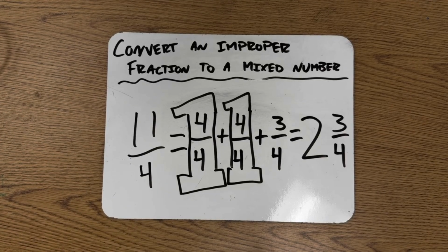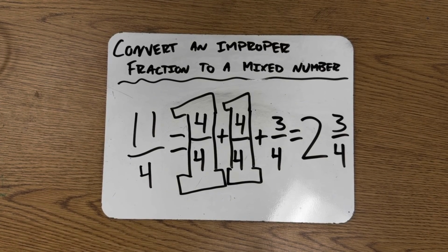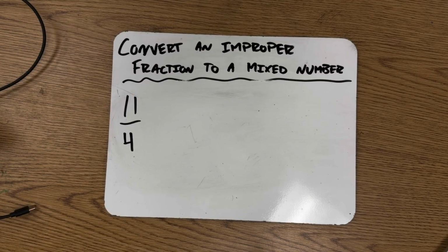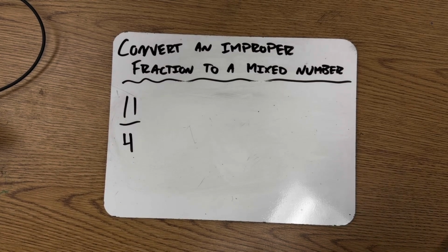Let's go ahead and take a look at how that would work using division. It is a faster way, but it really requires you to know your division facts. All right, so let's take a look at the same problem, 11 fourths, and let's see a faster way to do this.